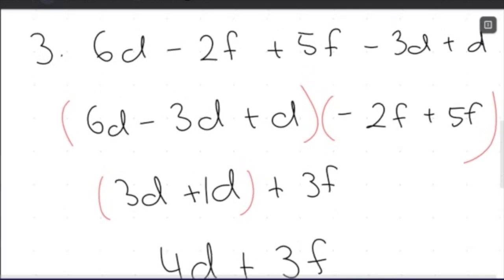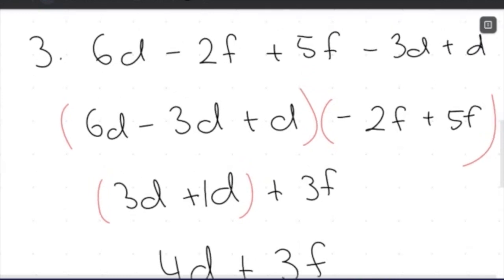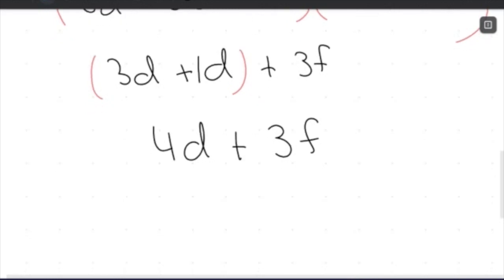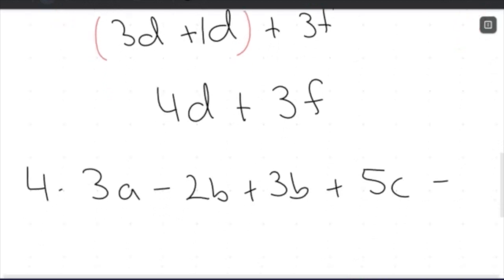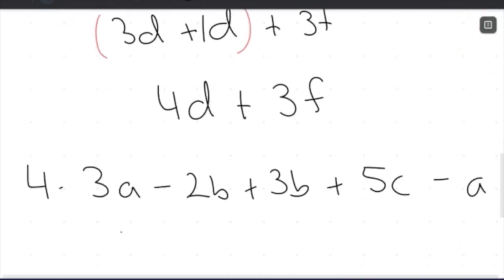Now, we can extend this to include a bunch of different terms. Let's do one more example. We can have as many different terms as we want. We can do, for example, 3a minus 2b plus 3b plus 5c minus a plus 4c minus 3c. It doesn't really matter how many we add.